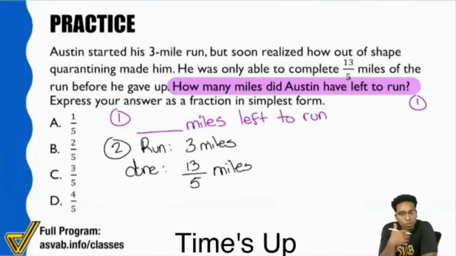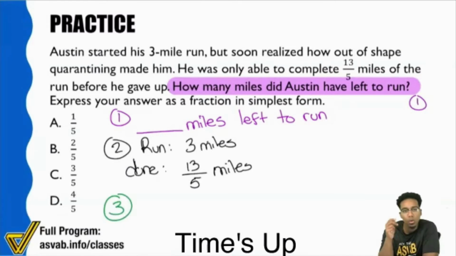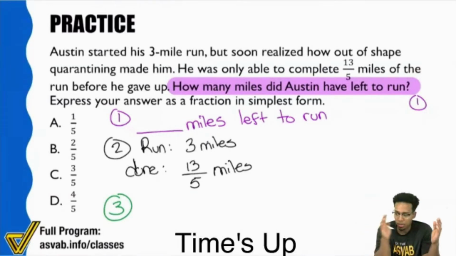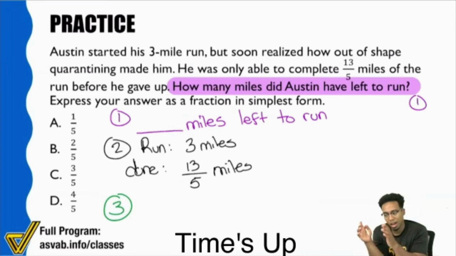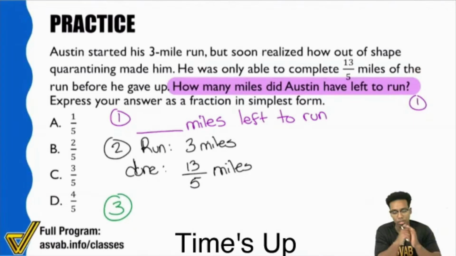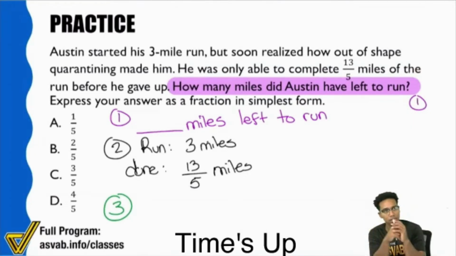Step 3, this is where you start planning. Step 3 means, okay, we know Austin has this 3-mile run. He's gotten this far. And we're trying to figure out how much further he has left to go. So everybody, what can we do with what we have? We have the total that he's trying to run. We have the piece that he's done already.